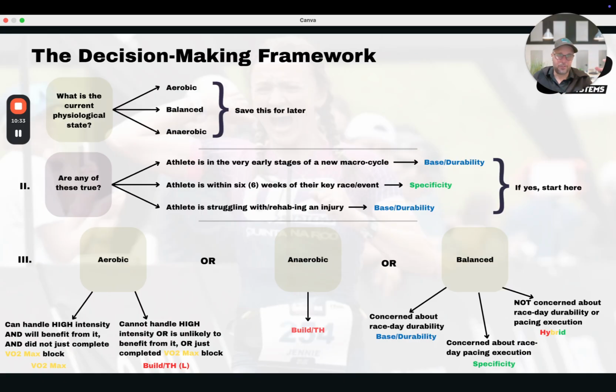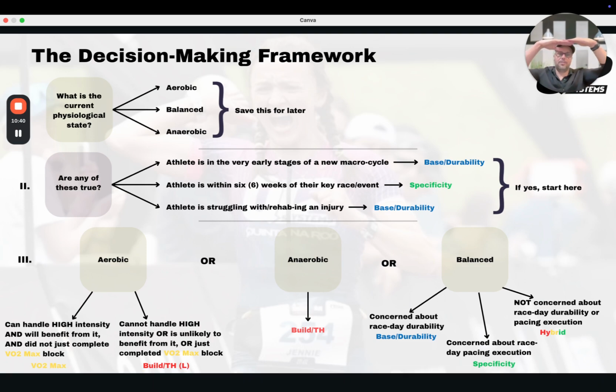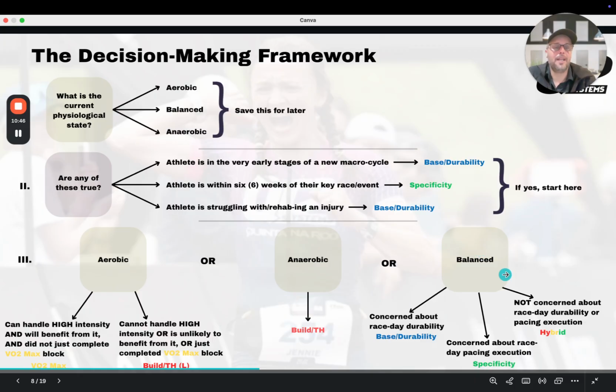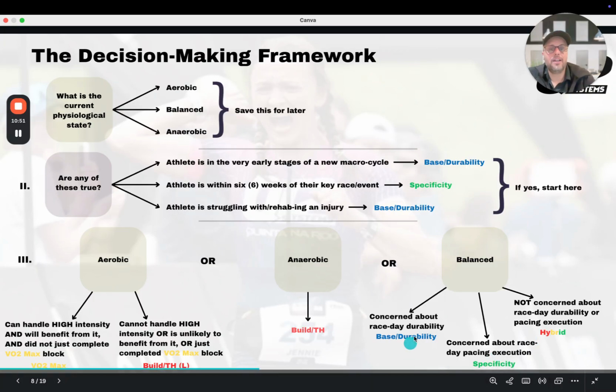And we call that build threshold lengthening. It's similar to the build threshold block, except the intent is not to raise that critical power or critical speed, it's to build out its robustness. Lastly, if the athlete is in a balanced physiological state, then we have three considerations.